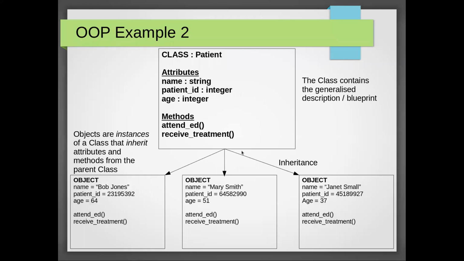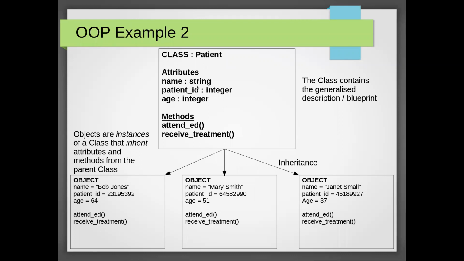And then thinking of something more relevant to many of you, you might have a class that describes what a patient looks like. A patient may have a name, which might be stored as a string, patient ID is an integer, age is an integer. You probably store date of birth, not age, but just for simplicity. And these are all the attributes, and then each patient may have certain methods, like attend ED or receive treatment.